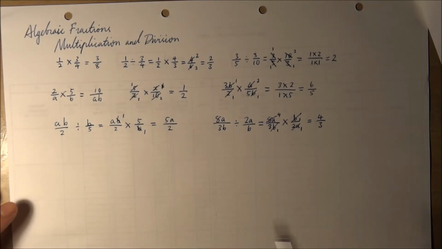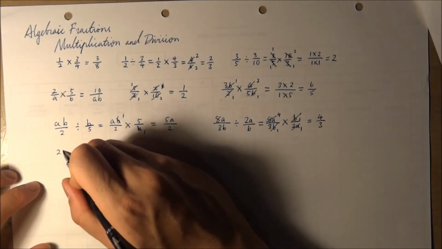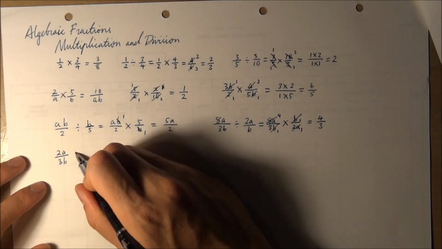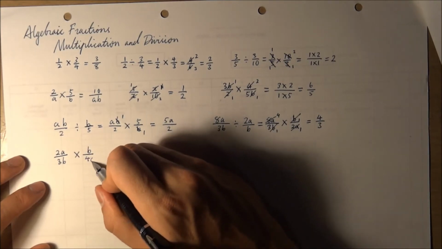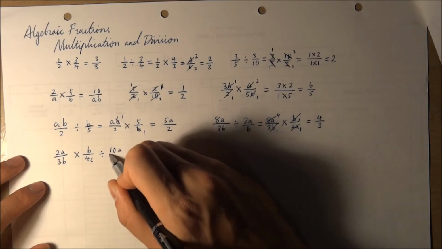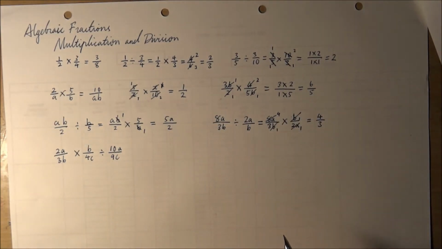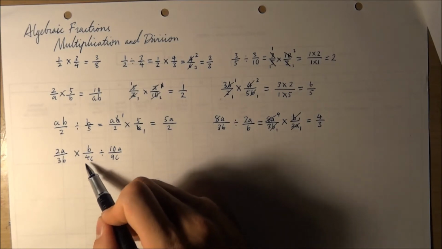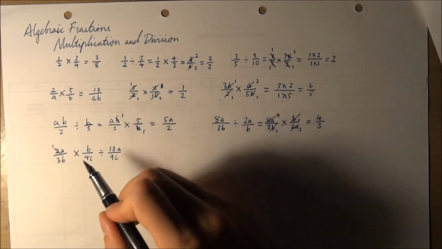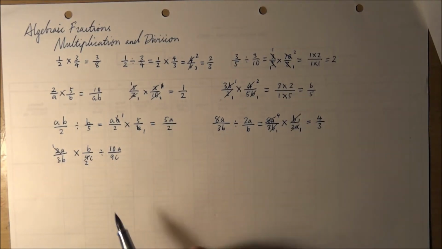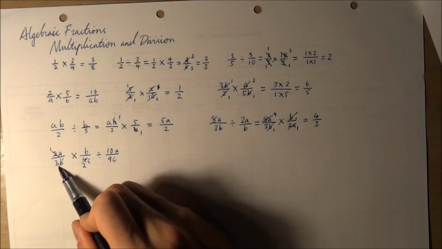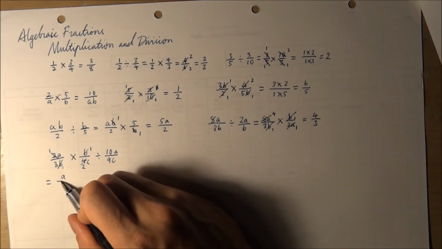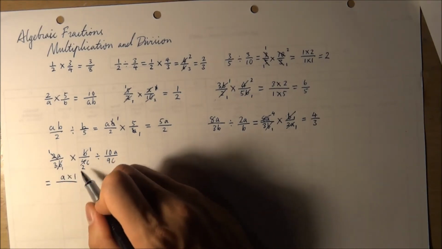Next one, slightly more complicated. If we have 2a over 3b multiplied by b over 4c and divided by 10a over 9c. Of course, we can do this in stages. So firstly, notice here that 2a and 4c, the common factor is 2. So we remove 2 and remove 4. Here the common factor is b, so we can remove b here and b here. So we end up with a over 3 times 1 over 2c.